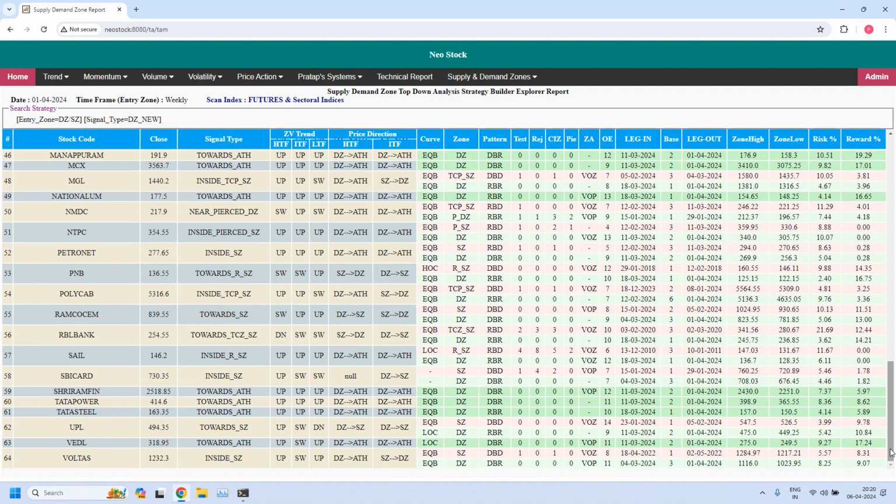We have newly created demand zones during this week, and many stocks' prices have entered into the supply zones. Now what will happen? If these demand zones have very strong order flow, probably the supply zones will be violated. That way most of the stocks may get into the all-time high zones. That is one possibility. So Monday's market is going to be very interesting.